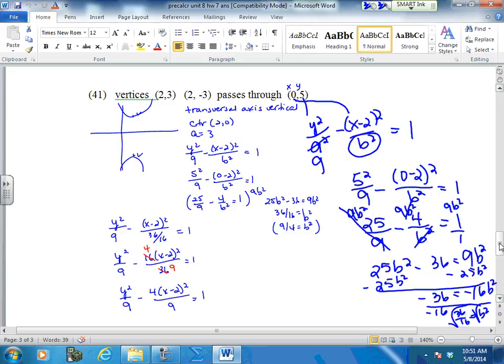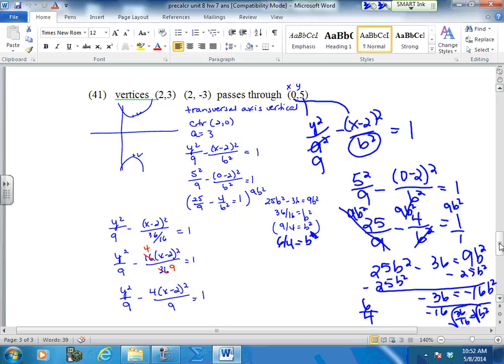What's the square root of 36? 6. What's the square root of 16? 4. I think I made a mistake. Yeah, that should be a 6. It should be a 6 over 4. That should be a 6 over 4. Should equal b. Okay. So that should be 6 over 4. Now, that's equal to b.